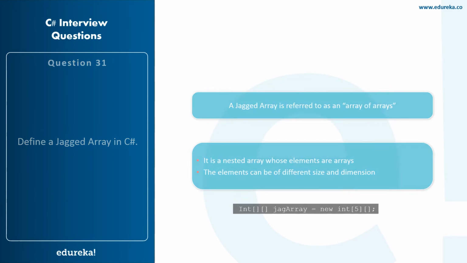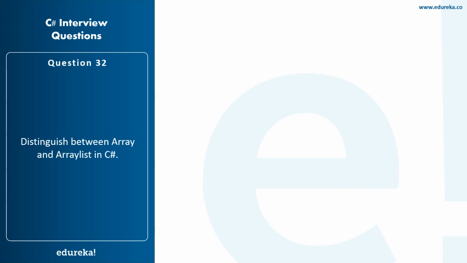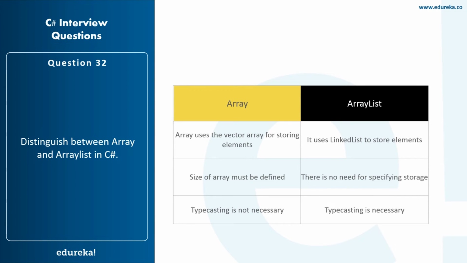Now I'll move on to the next question, which says distinguish between array and array list in C#. Well, there are several differences between array and array list. To start off, array uses a vector array for storing elements, whereas array list uses a linked list to store elements. The size of an array must always be defined, and when you talk about array list, there is no specific need for specifying the size.